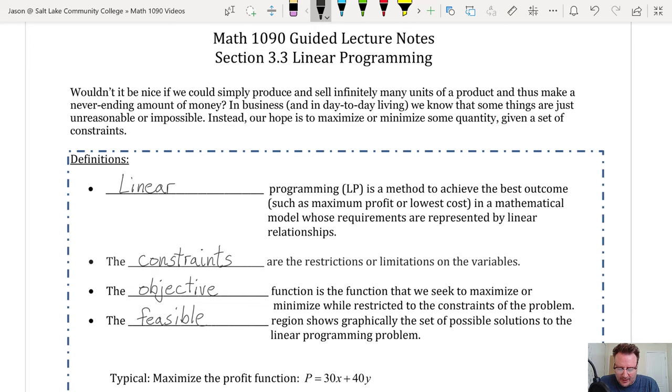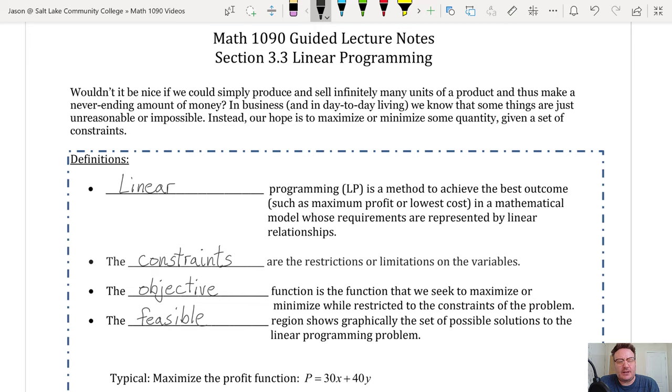Linear programming is a method to achieve the best outcome, such as maximum profit or lowest cost, in a mathematical model whose requirements are represented by linear relationships. So, in short, it has nothing to do really with computer programming, although you often solve linear programming problems using a computer program. It doesn't really have anything to do with programming per se.